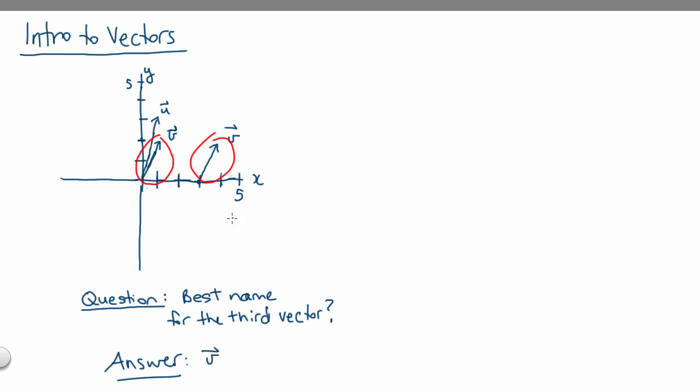Remember that a given vector can be drawn from any initial position. So our first copy of v happens to be starting at the origin, second copy of v happens to be starting at the point (3, 0).